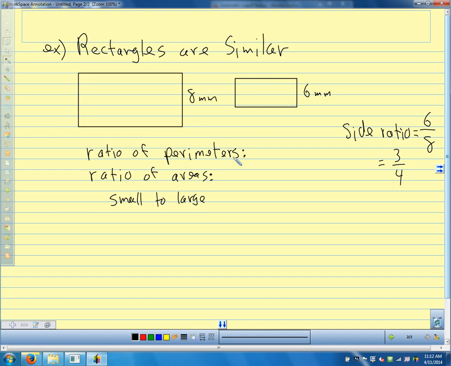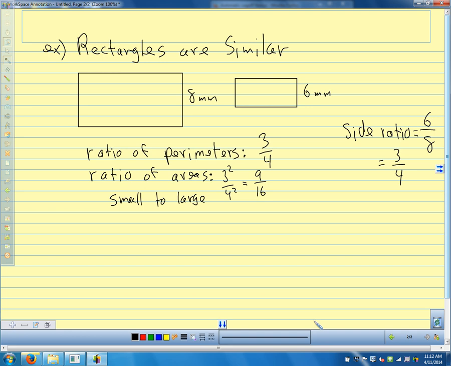How do we find the perimeter ratio from the side ratio? What did we just write in our graphic organizer? The side ratio is A over B. The perimeter ratio is A over B. They're the same. We don't have to do anything. And what do we do to the side ratio to get the area ratio? Square everything. So we get 3 squared over 4 squared, which is 9 over 16.